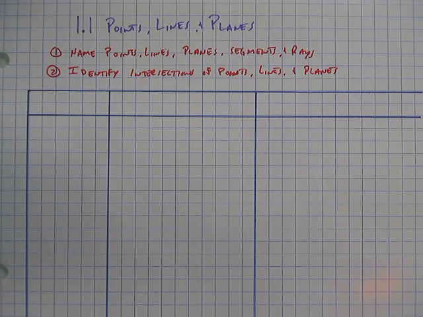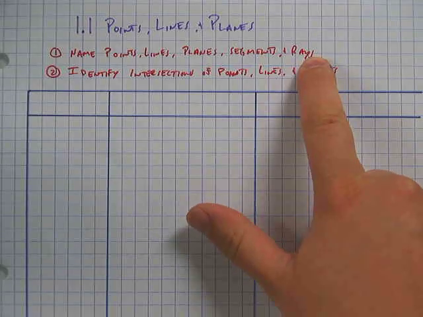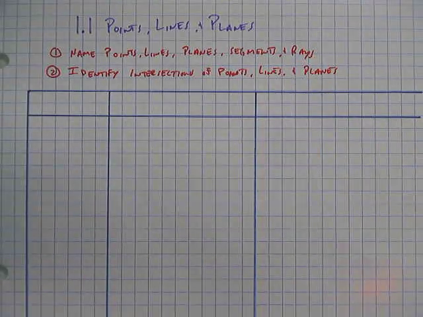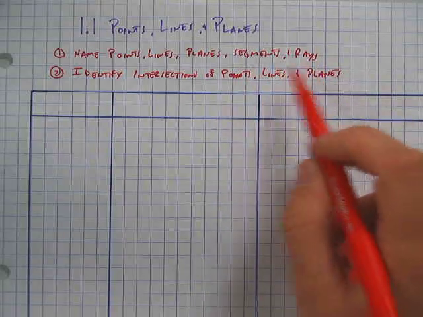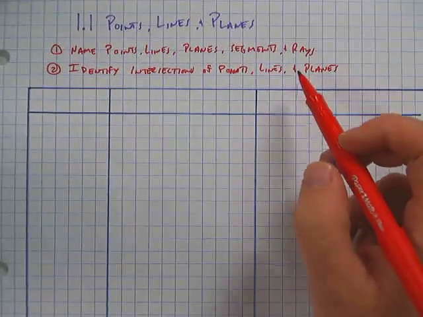Okay, so today we're going to be talking about section 1.1 from our book. It's called Points, Lines, and Planes. And so that is what we're going to be learning about today. So, two things that we want to be able to do. First, we want to be able to name points, lines, planes, segments, and rays. So that's likely going to be by the end of class today what we're able to do. And we also want to be able to talk about these things and use them in context.